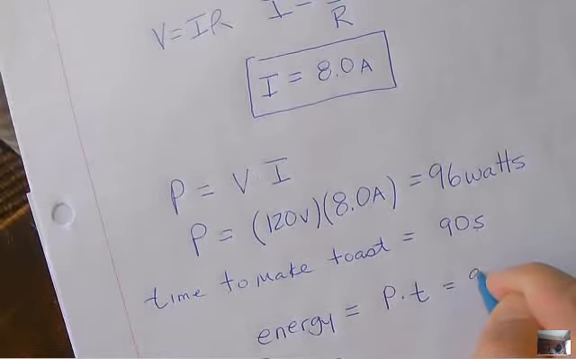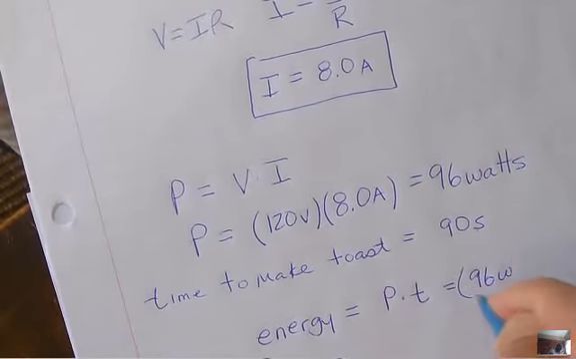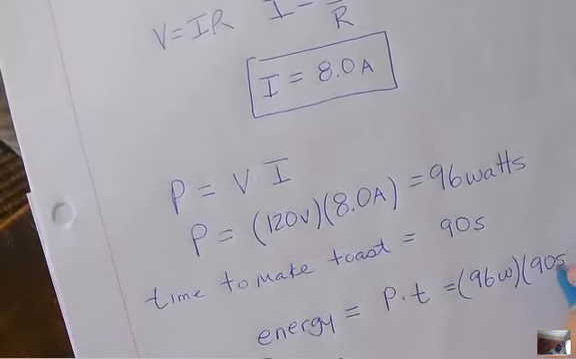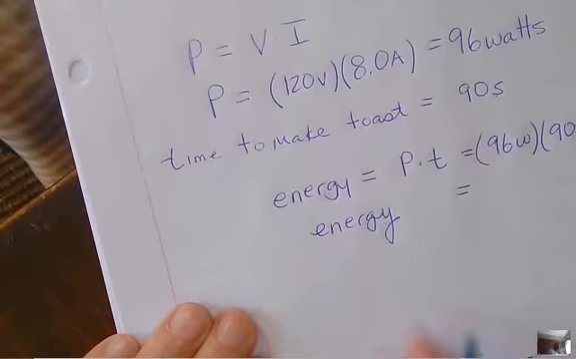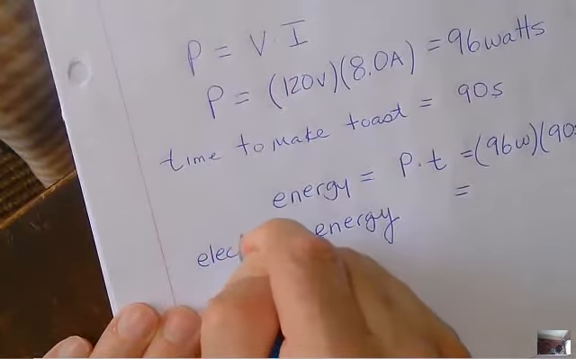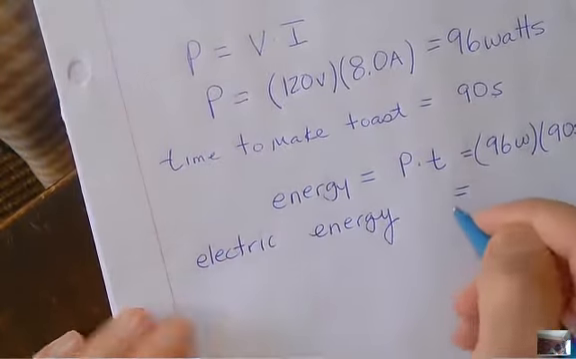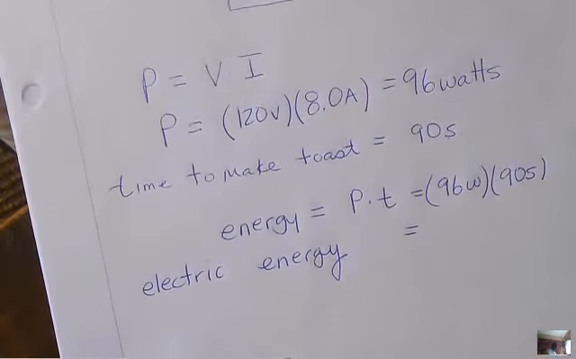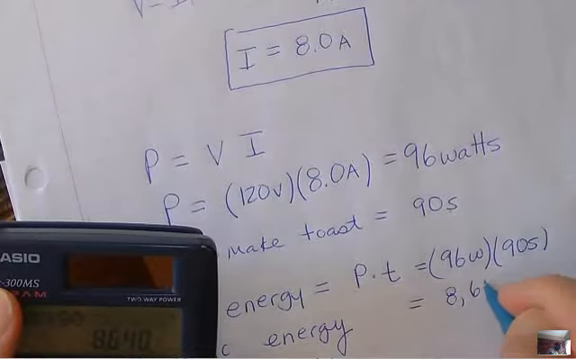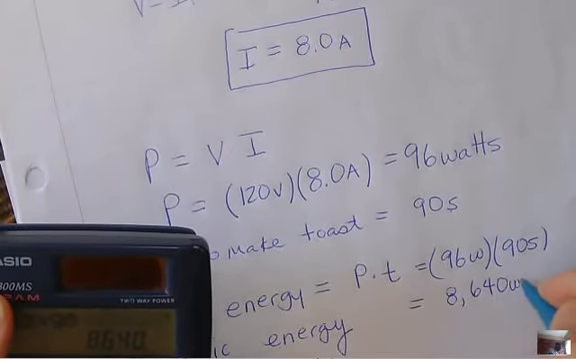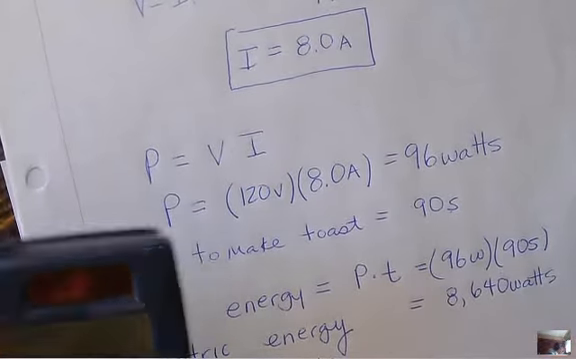So the power was 96 watts multiplied by 90 seconds, and that's going to give me how much electrical energy I used from the circuit. And then we'll see how much we would have to pay for it. Okay, so 90 by 96 gives me 8,640 watts. Okay.